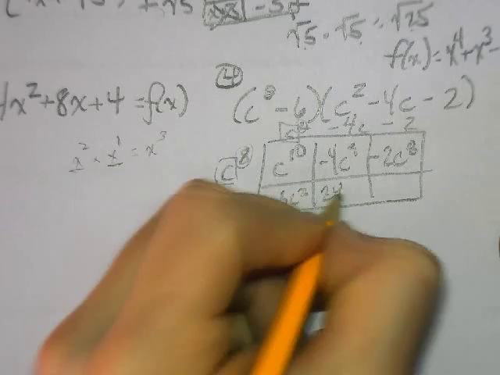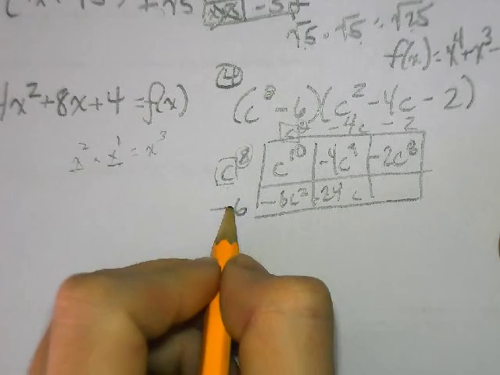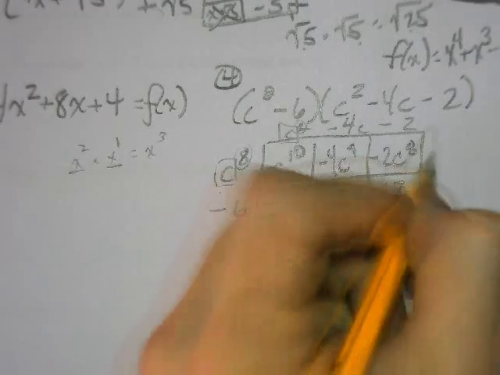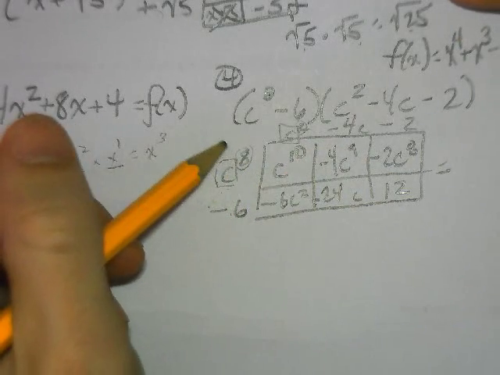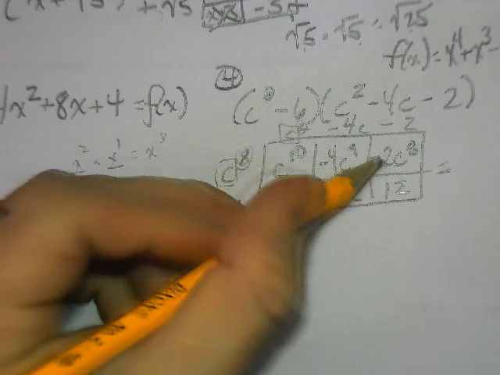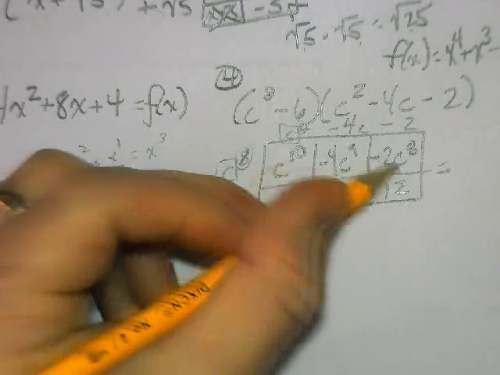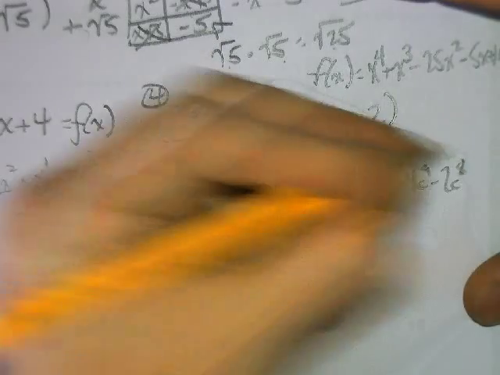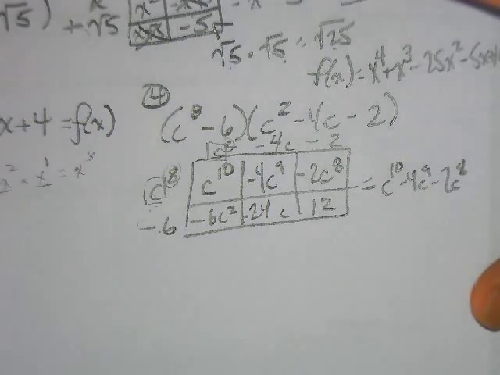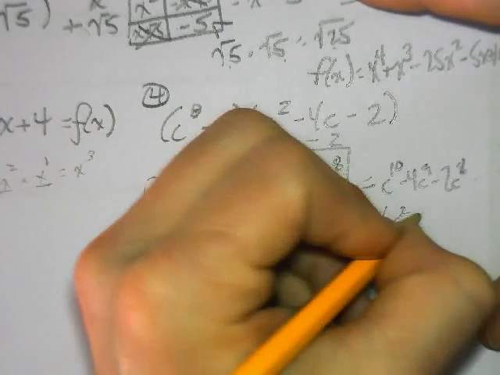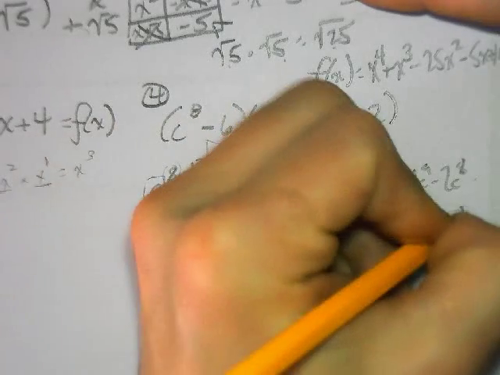Alright. So what we're going to do is write this final expression that we're going to get, from highest exponent all the way down to this last exponent and then the constant. So it's going to be c to the 10th minus 4c to the 9th minus 2c to the 8th minus 6c squared plus 24c and then plus 12. So you can just add in the f of x here at the top. The function looks like that for number 4.